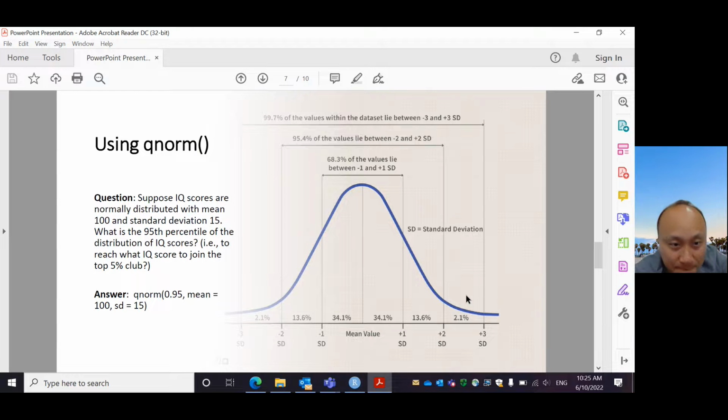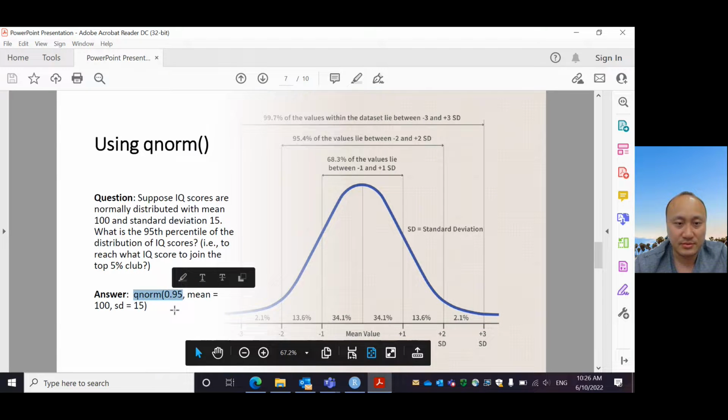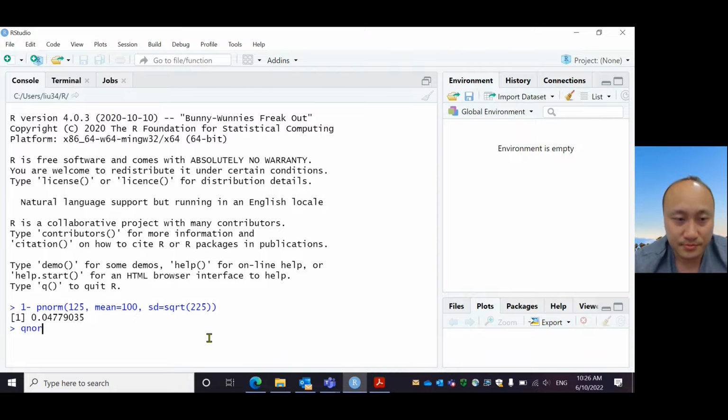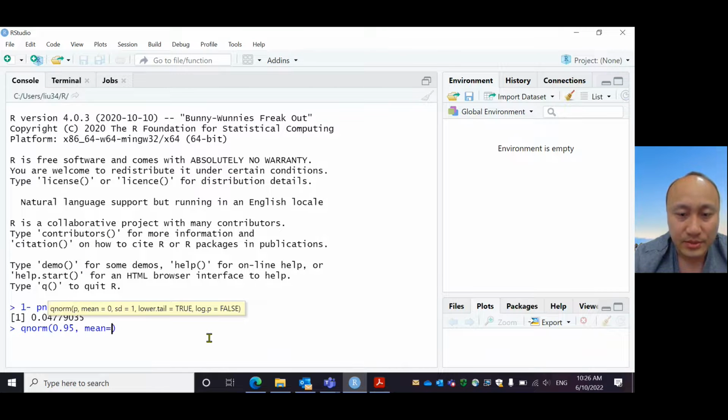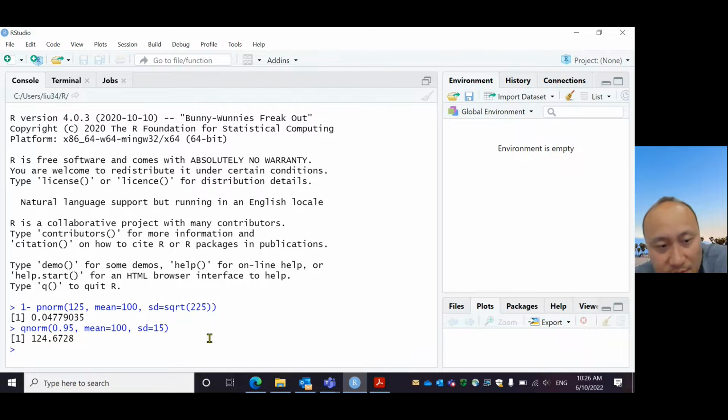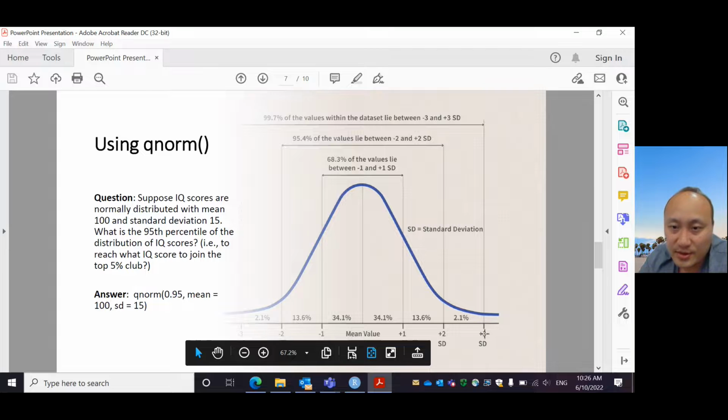All right, the answer is quite easy. We know the distribution, the mean is 100, standard deviation 15, and in the question we're given the cumulative probability, that is 95%, 0.95. Then just use the qnorm function and we can get the quantile. That's the calculation: type qnorm, the cumulative probability, 100 as the mean and 15 as the standard deviation, and we get 124.6, approximately 125. Yeah, that is the q function of the normal distribution.